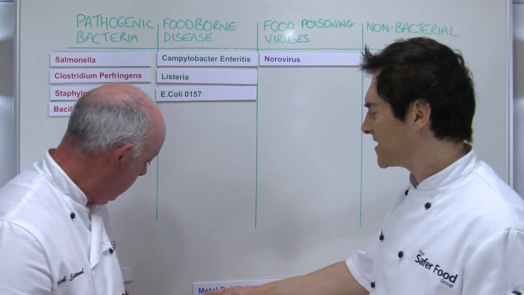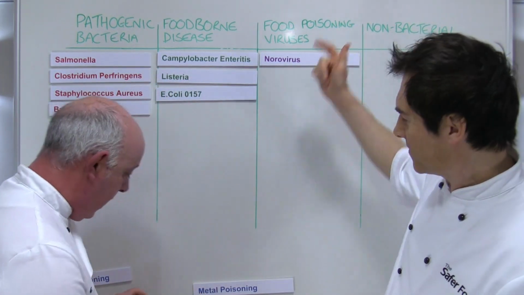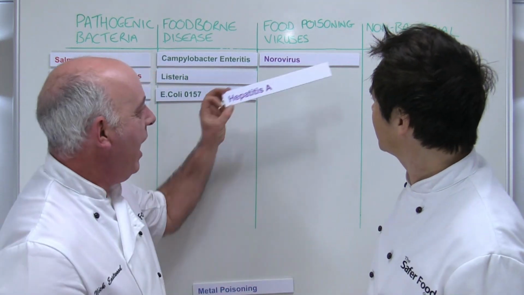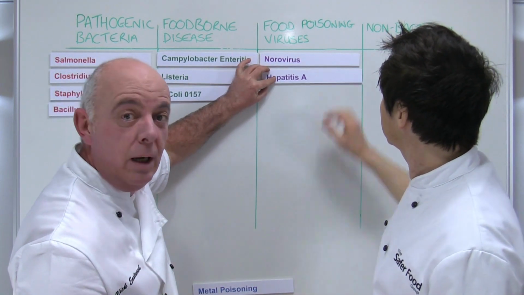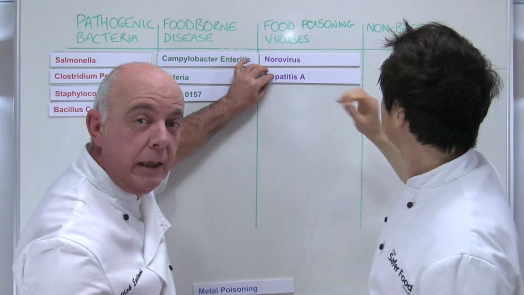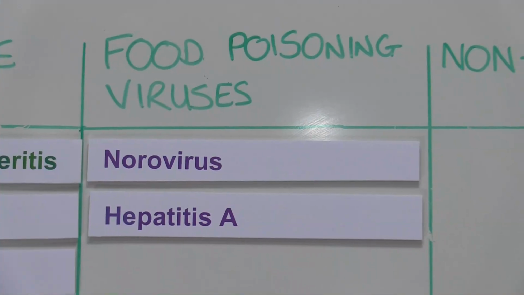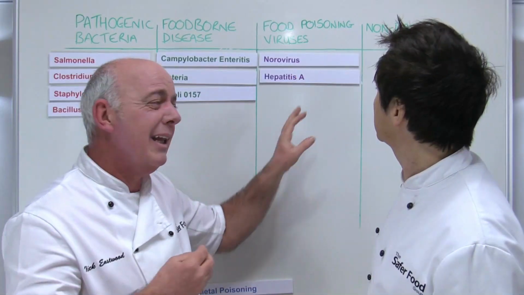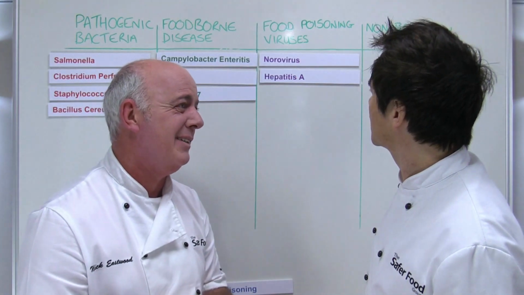Have you got any other bad, nasty ones for us, Nick, to put under the food poisoning viruses? Yeah, hepatitis. Good job you're not colourblind. Hepatitis. Again, it lives on water. So it needs the water to survive until it gets into the body. Both those are particularly, they're not nice things to have, are they? Not at all, absolutely not.